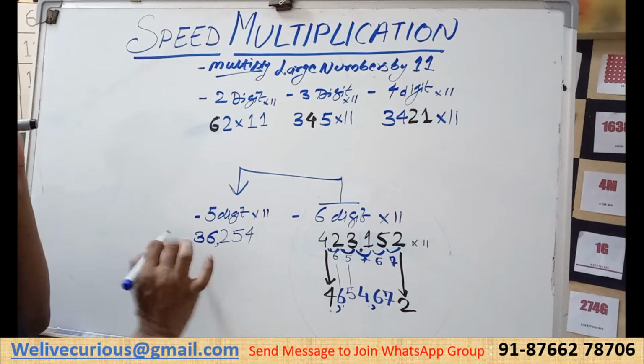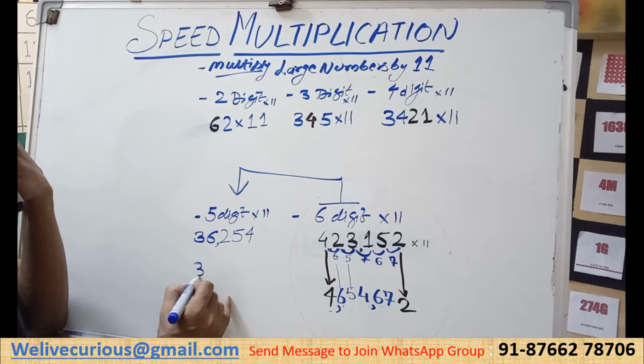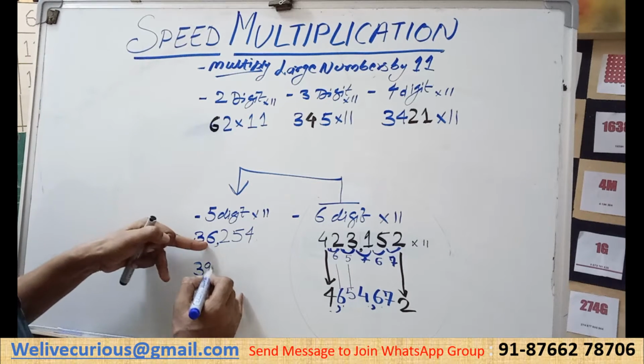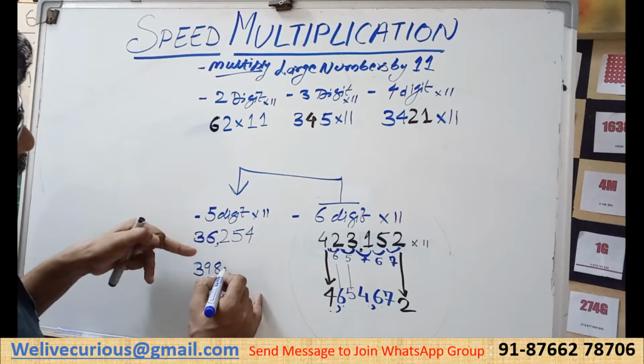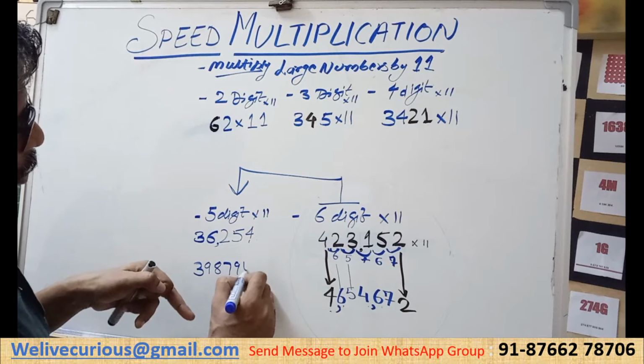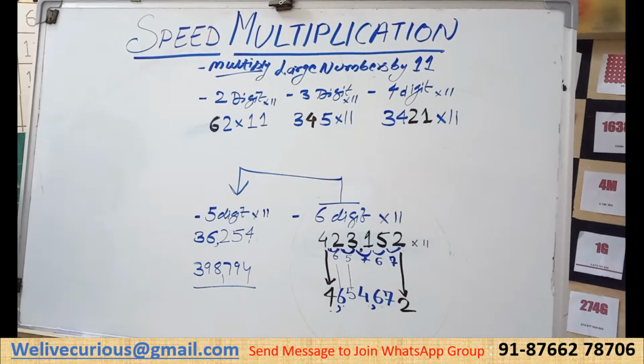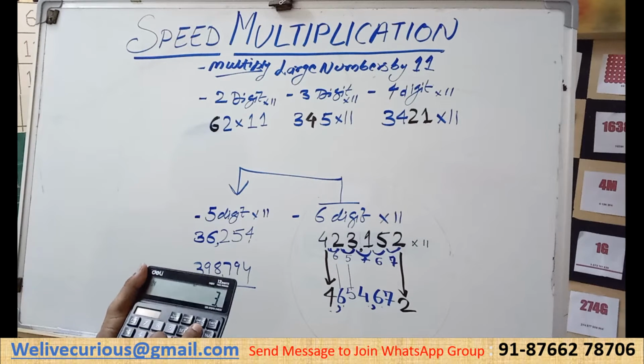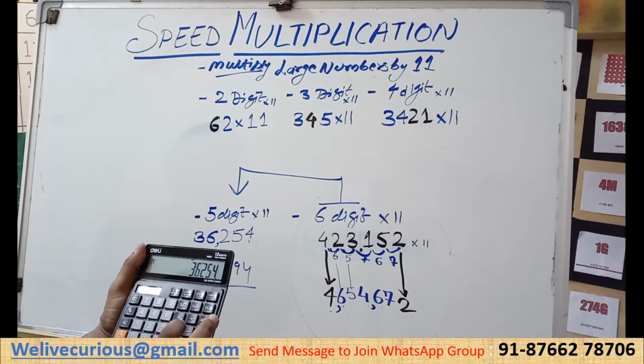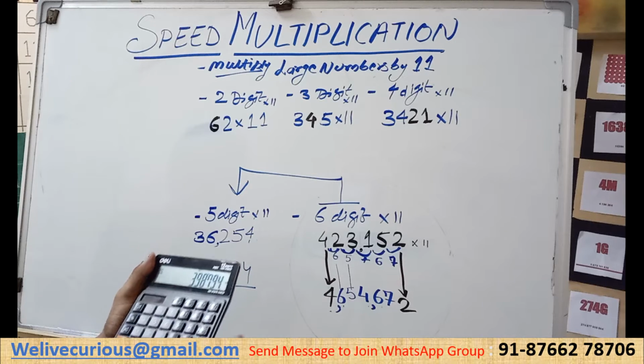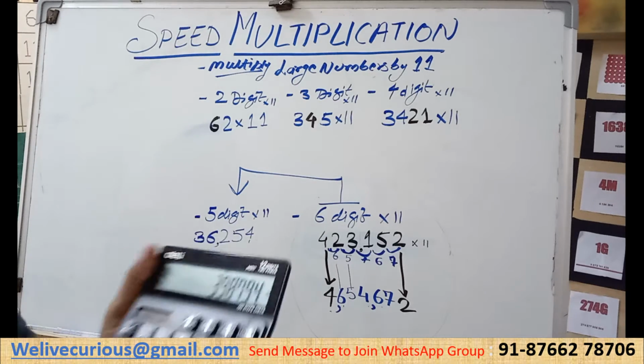This time we won't write it out. Straight away, let us see. We will straight away write 3. 3 and 6, 9. 6 and 2, 8. 2 and 5, 7. 5 and 4, 9. And 4. This is the answer. But we will check it with the calculator. 36,254 multiply 11 is 398,794.